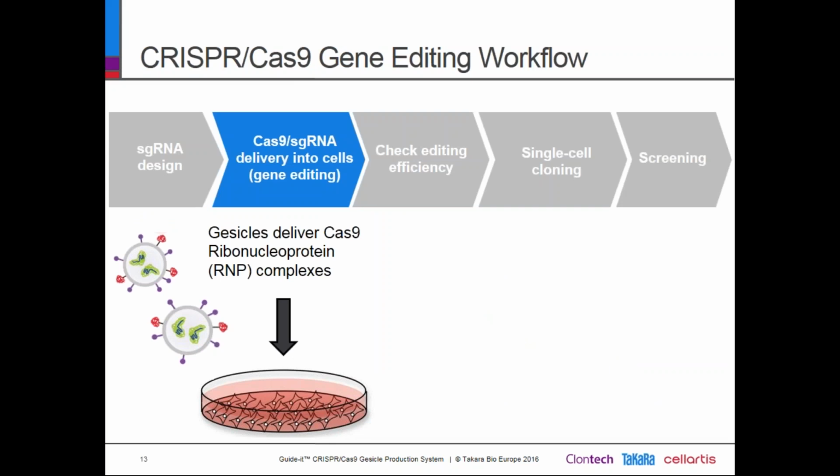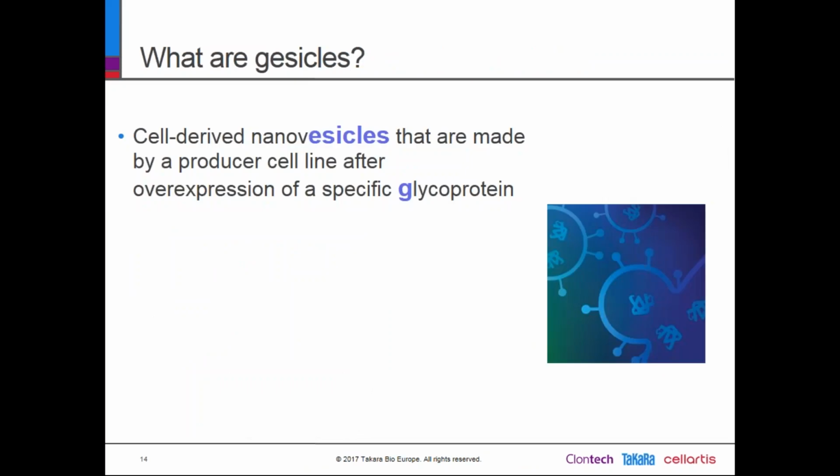And so as I said, I would like to present you two different methods for RNP delivery, and the first tool that we offer are CRISPR-Cas jasicles that can be used to deliver Cas9 ribonucleoprotein complexes. So what are jasicles? The name comes from nanovesicles and glycoprotein, because jasicles are cell-derived vesicles which are made by a producer cell line after overexpression of a specific glycoprotein.